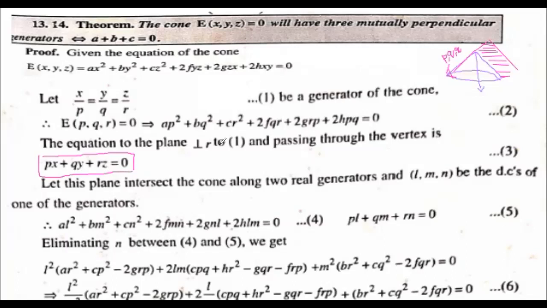And because the point is there on the cone, we get the condition because it is a generator. The DRs of the generator should satisfy the equation of the cone. So instead of x, y, z, replace x, y, z by p, q, r. This is how we get it. So now we are going to find out this particular plane consisting of these two generators.